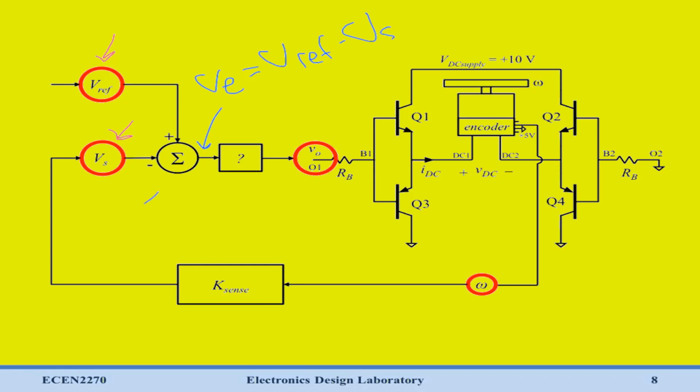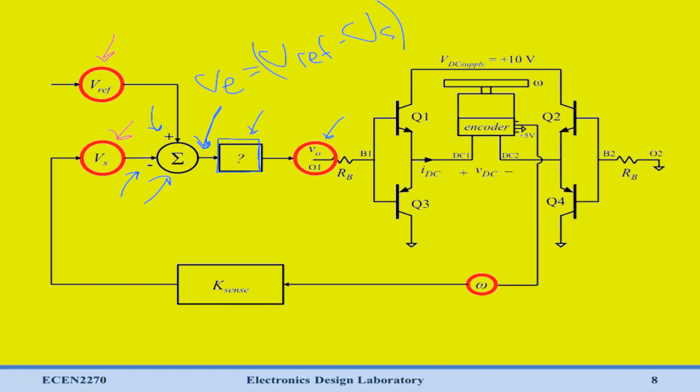And you can see this is a general way that we draw a summation block in one of these block diagrams. And we write the negative sign there to say that we're subtracting Vs, and the positive there to say we're adding Vref. So we now have an error voltage, V error, equal to the difference between these two. And we want some function to act on that, which is going to generate the correct V out.